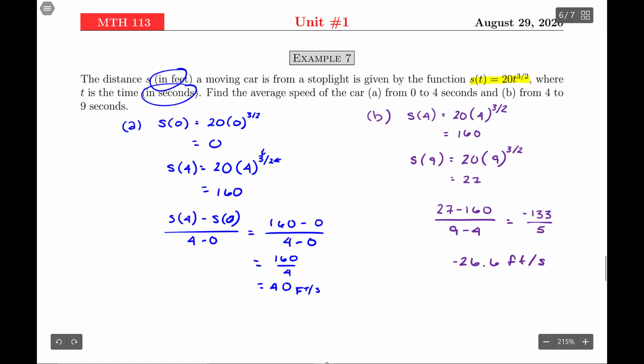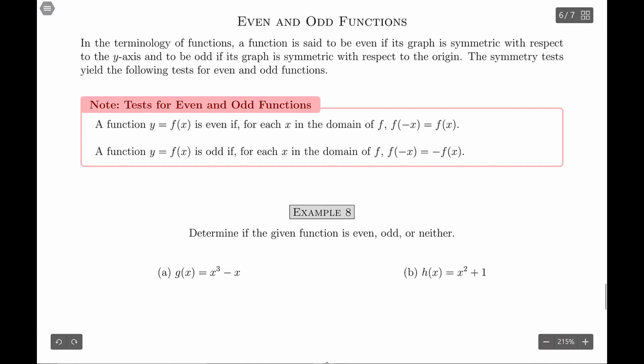And in our last example, we're looking at even and odd functions. The way we determine whether a function is even or odd is simply evaluate the function at negative x. A function is even if, when we evaluate it at negative x, we get the original function back. It's odd if we get the opposite function back. And we'll see that in these two examples.